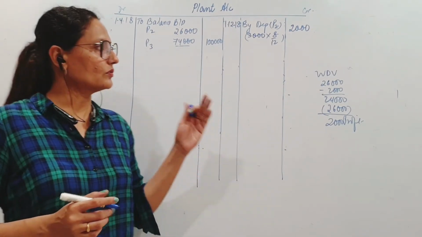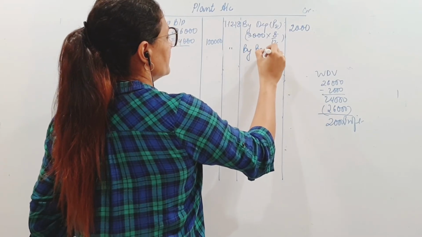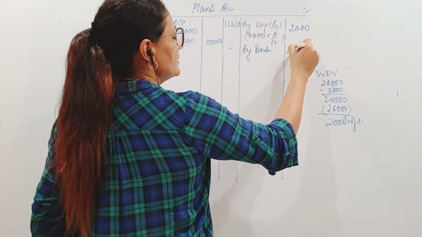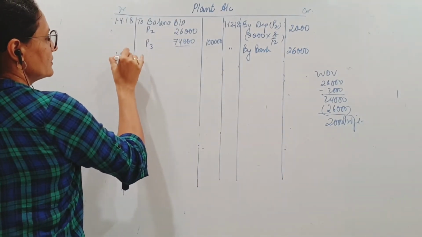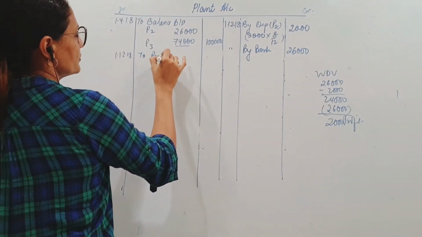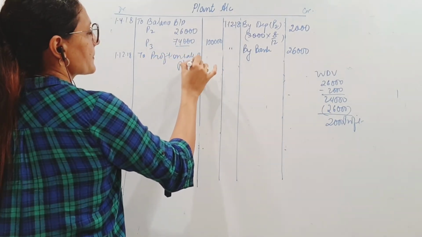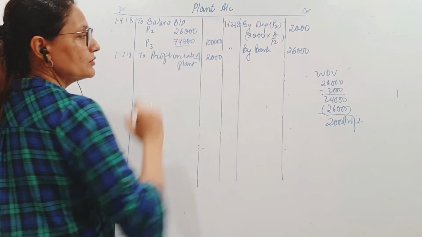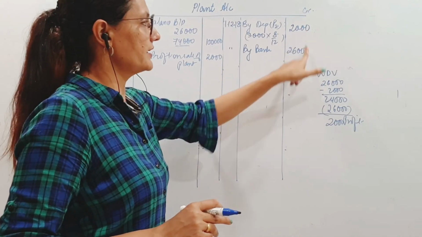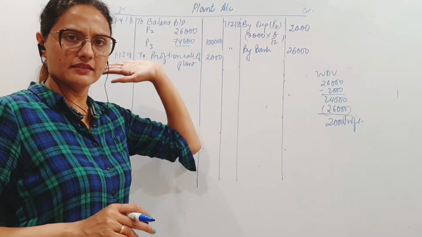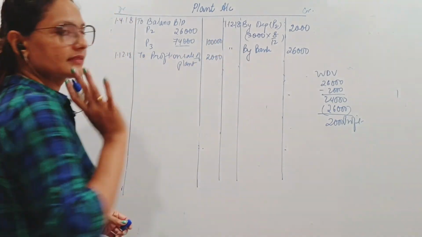Okay. So let's quickly pass the sale entry. By bank, how much are we getting? 26,000. And there's a profit. Profits come here. 1/12/18. To profit on sale of plant, 2,000. So now you see, this 26,000 is completely written off. 28 credit here, 2 debit here. 26 credit. So always you can cross check that. So the sale entry is complete.